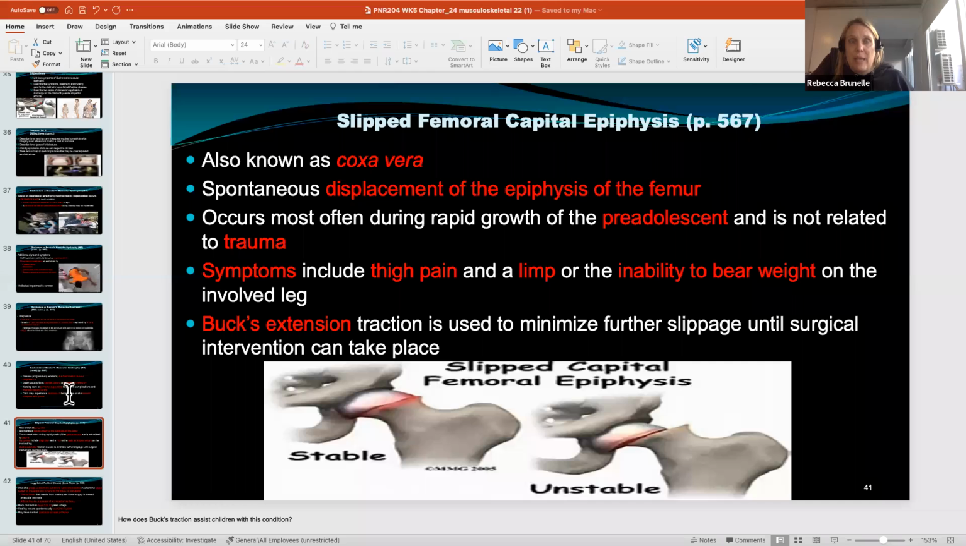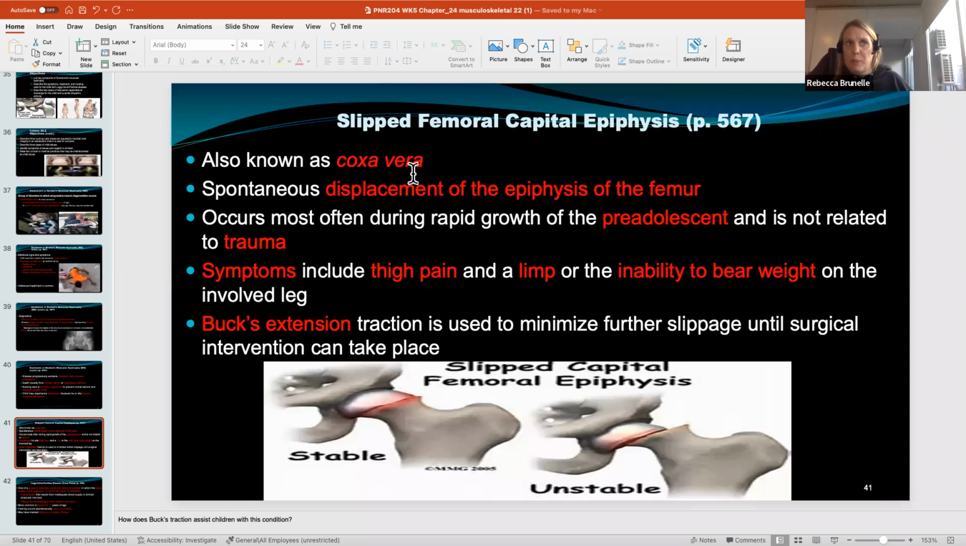So that is a condition that's genetic, that kids develop because of a specific genetic problem. There's slipped capital femoral epiphysis. This is something where it's displacement of the head of the femur, and it just happens spontaneously. It normally occurs during growth spurts, and it causes pain, and they can't bear weight on the involved leg. And they can end up being put into traction to pull the femur back into place. So it's not because of an injury.